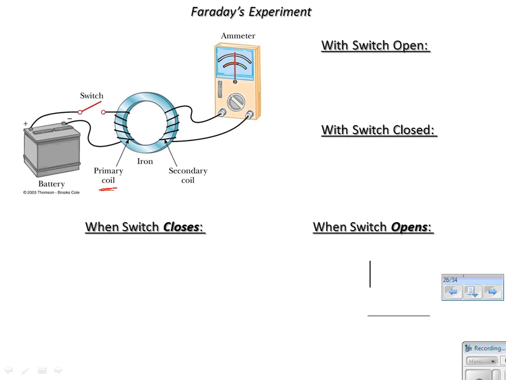So as the switch closes, we see that a magnetic field is created, set up, in the primary coil. And we could figure out the direction of that magnetic field. If we go fingers wrap around, the field inside the coil would look like that, and then it would wrap around the outside.